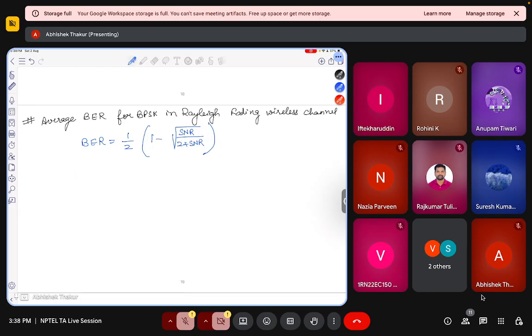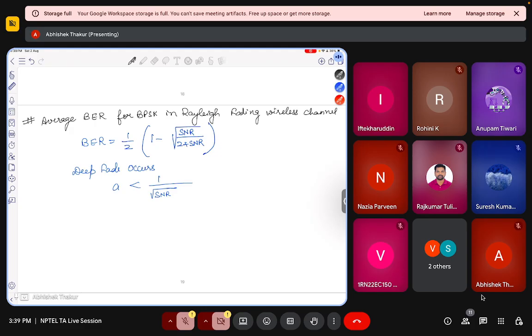Second, the condition for deep fade. Sir, is this only specific to BPSK? Now if we change the modulation, then this will change. Yes, it will change. We can see other modulation schemes also, maybe in today's lecture. Next, the condition for deep fade is when A is less than square root of SNR.